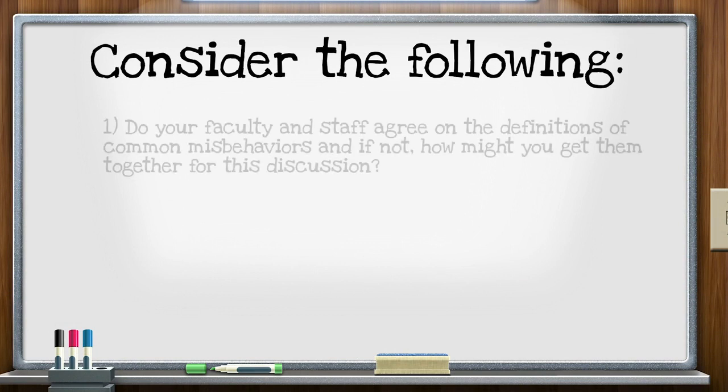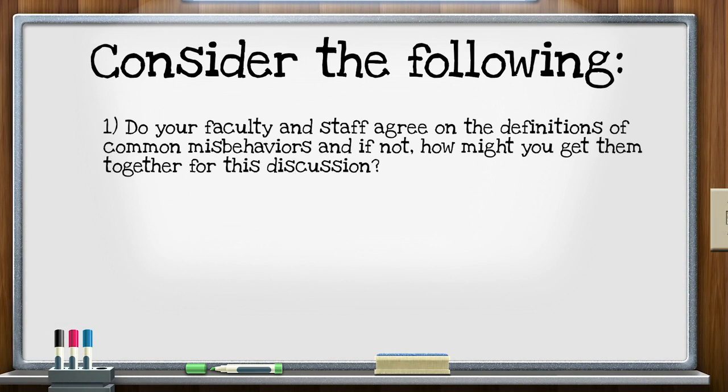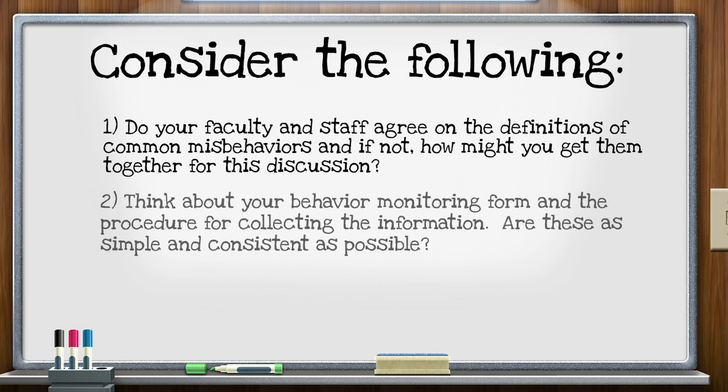First, consider whether your faculty and staff agree on the definitions of common misbehaviors, and if not, how might you get them together for this discussion? Second, consider your behavior monitoring form and the procedure for collecting the information. Are these as simple and consistent as possible?